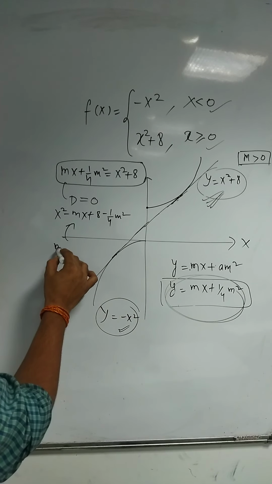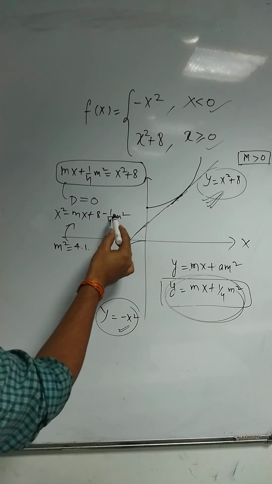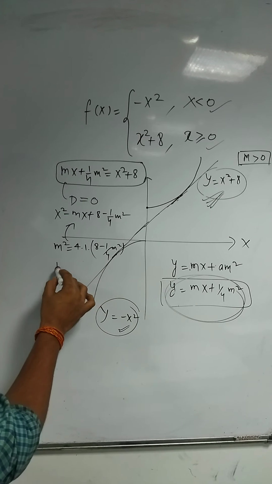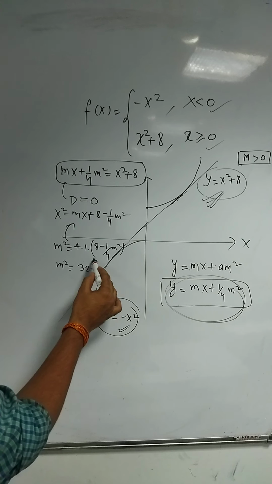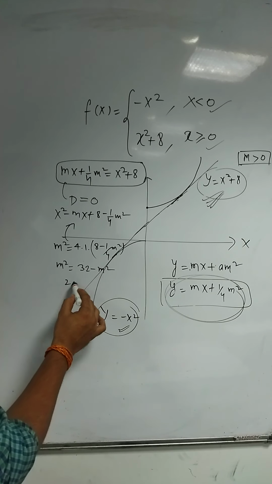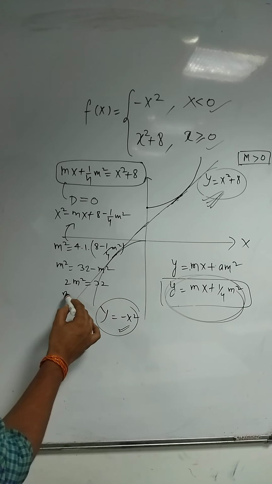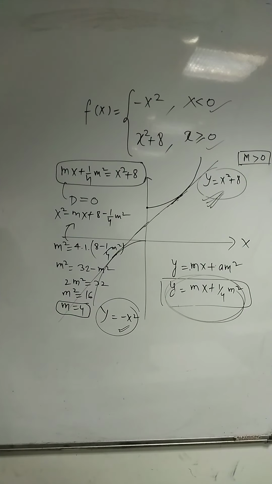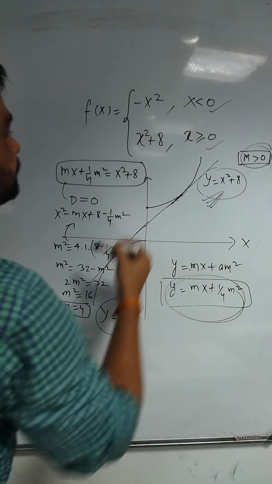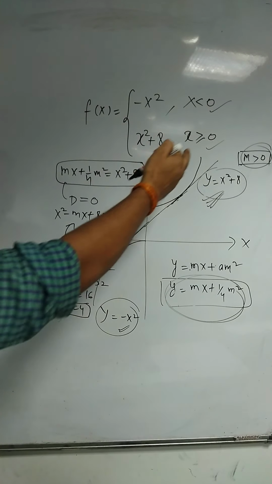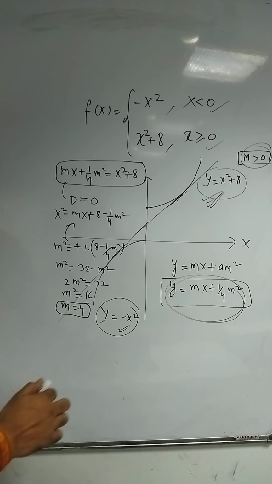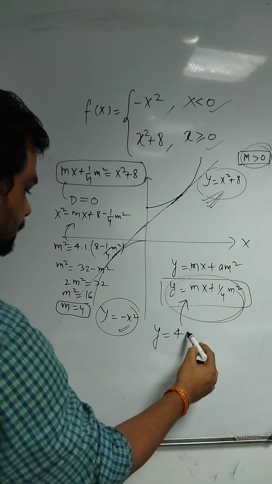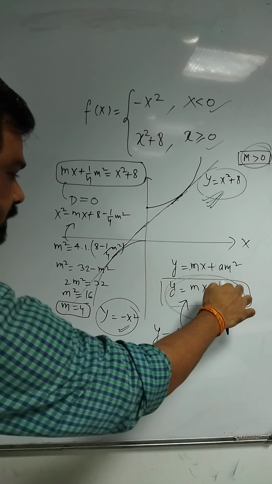And b square is m square, which is equal to 4ac, where c is 8 minus 1 by 4 m square. So this will come out m square is equal to 32 minus m square. 2m square is equal to 32, then m square is equal to 16, then m is equal to 4. Minus 4 we can't take because m is positive. Okay. So finally the equation of tangent is y is equal to 4x plus 16 plus 4.